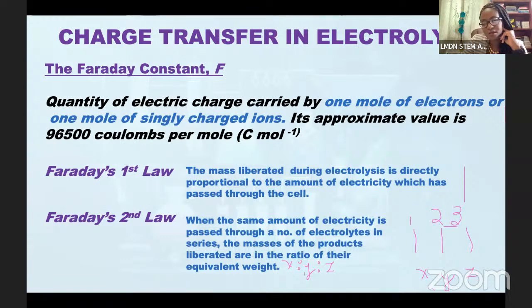Let me use AR values. So AR of X to AR of Y to AR of Z. The AR is the relative atomic mass, right? That's essentially what this is saying in simpler terms.